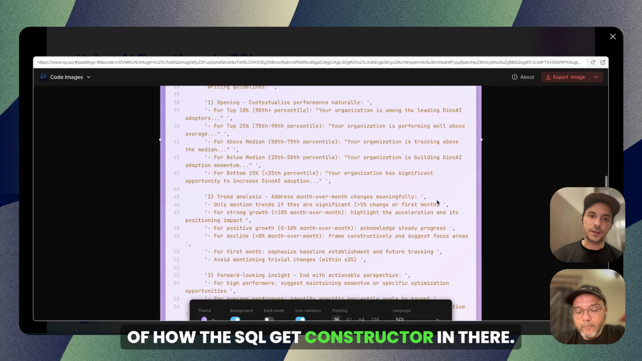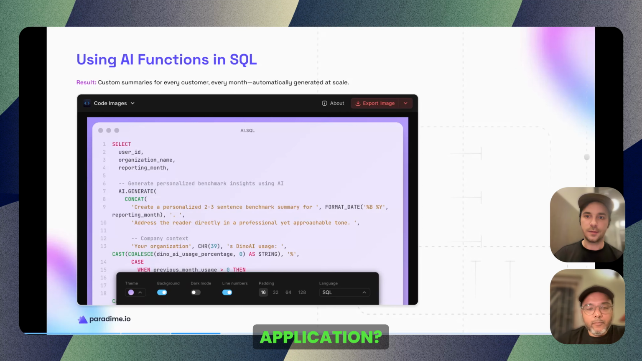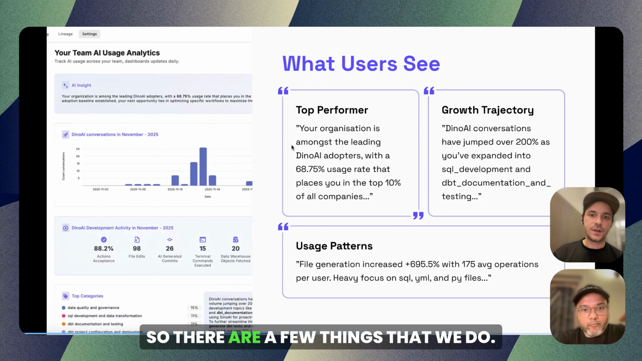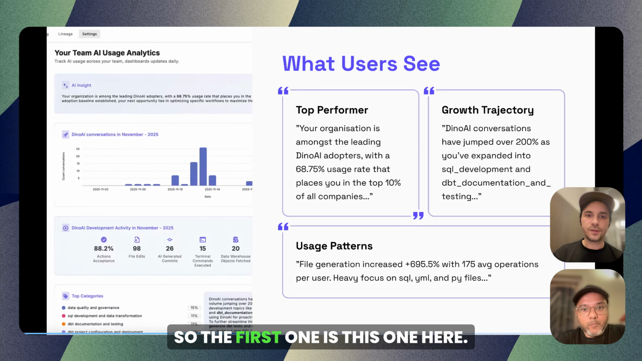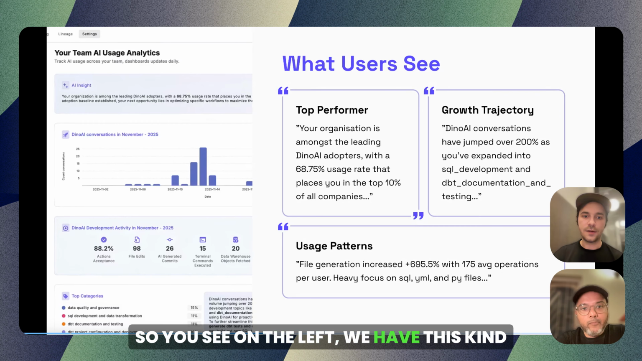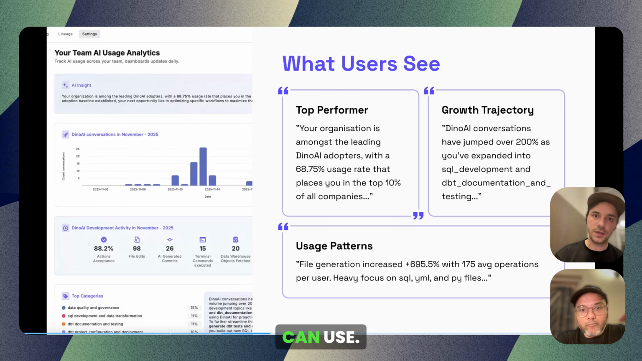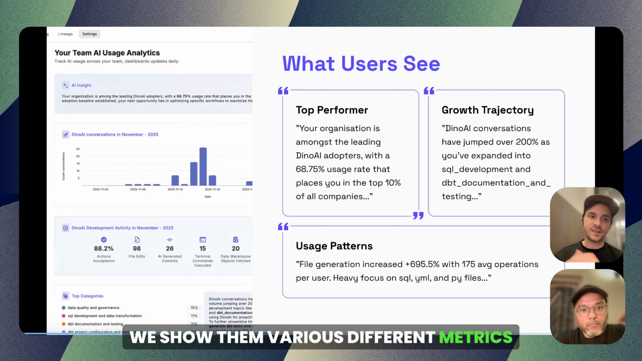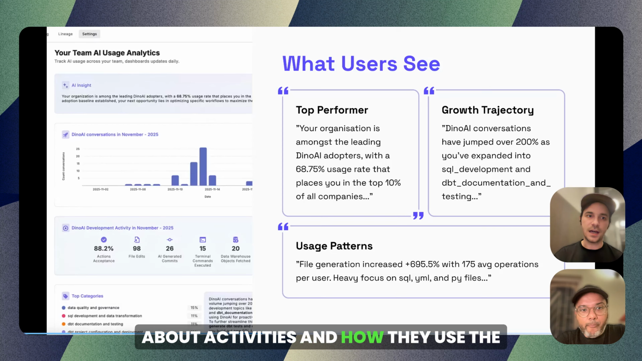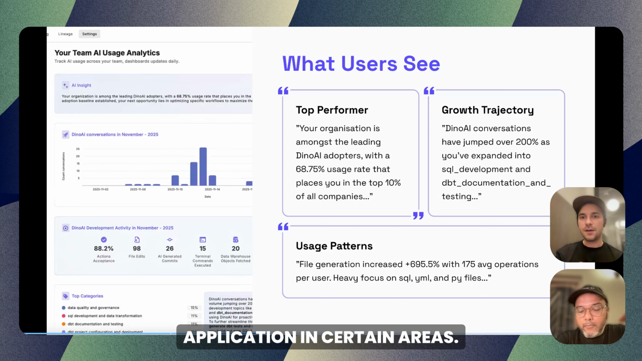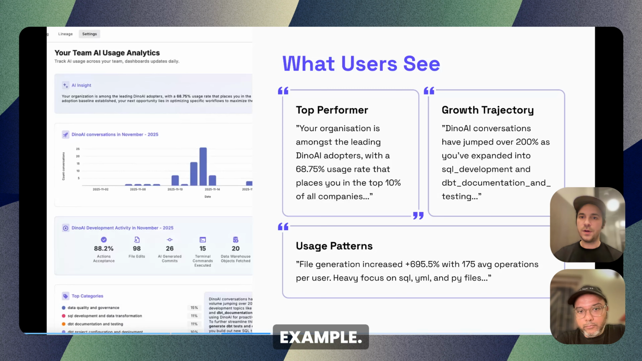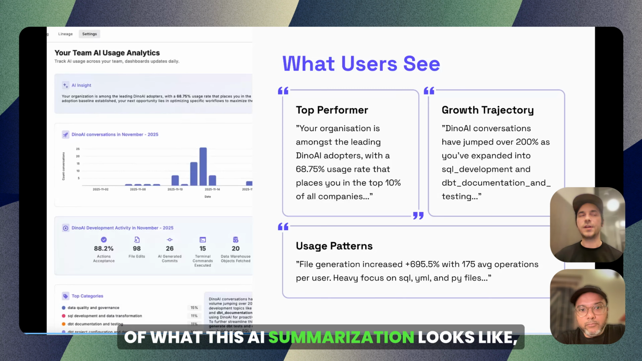In all this, how does it actually look inside the application? There are a few things that we do. The first one is this one here. On the left, we have top-level dashboards that the user can use. We show them various metrics about activities and how they use the application in a certain area. What you see on the right is a real example of what this AI summarization looks like, right?